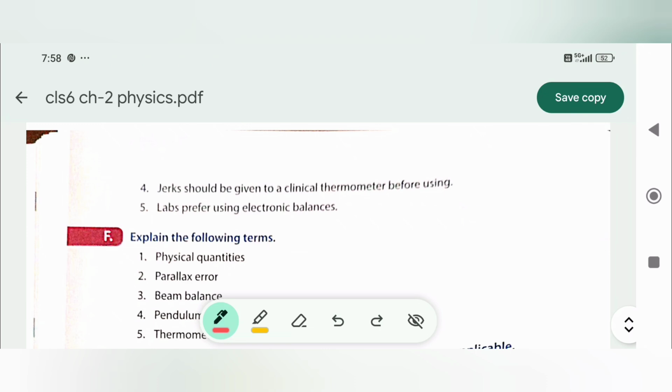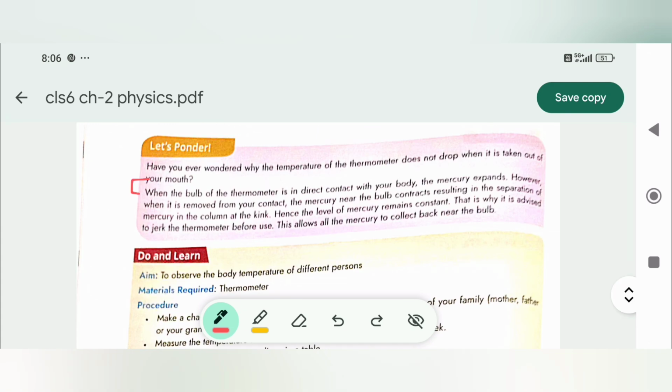Number 4, a jerk should be given to a clinical thermometer before using. So, when the bulb of a thermometer is in direct contact with your body, the mercury expands. However, when it is removed from your contact, the mercury near the bulb contracts, resulting in the separation of mercury in the column at the kink. So, hence the level of the mercury remains constant. That is why it is advised to jerk the mercury before use. This allows all the mercury to collect back near the bulb. So, this is the answer to 4.